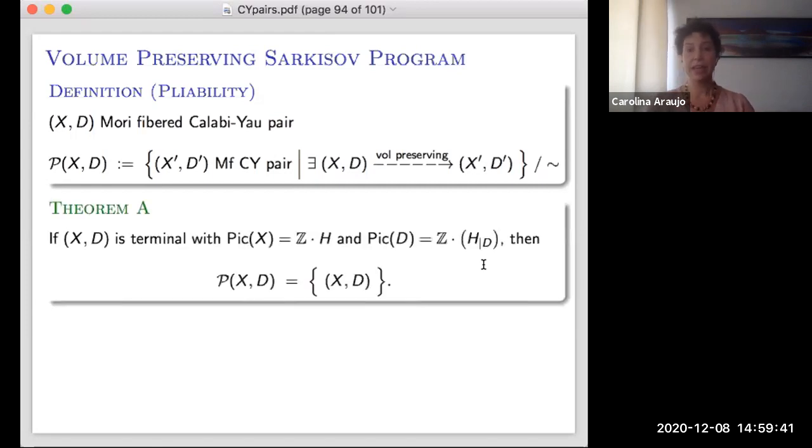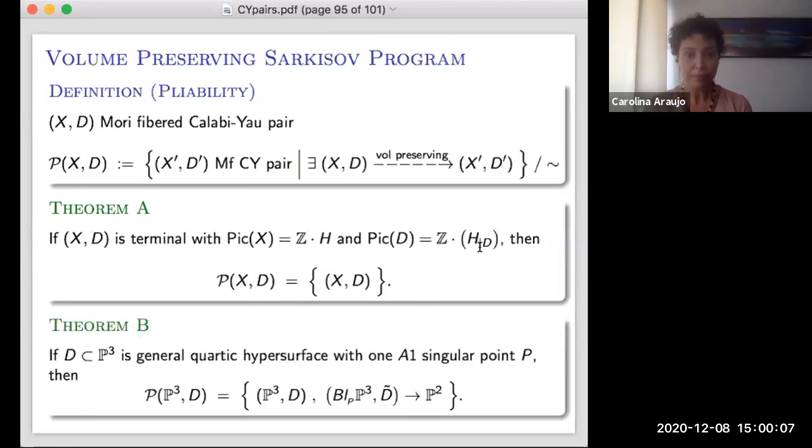For instance, Theorem A can be restated by saying that if you have a terminal pair where X has Picard number one, and the Picard group of D is just induced by restriction from the ambient X, then the pliability of the pair is just the pair itself. While in Theorem B, when we have a general quartic hypersurface with one singular point, the pliability now has two elements: P3 comma D itself, and the pair obtained by blowing up the point, which has this P1 bundle structure over P2, where D tilde is just the strict transform. So this is the pliability of the pair in Theorem B.